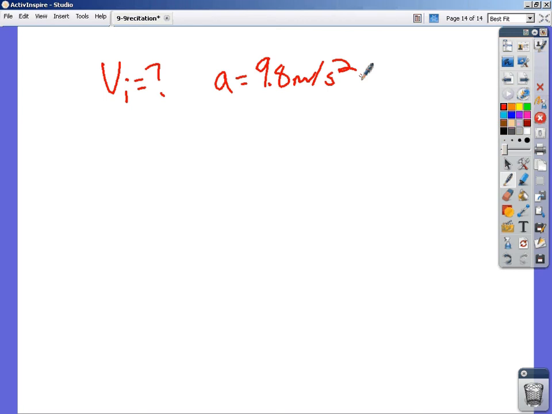From there, it's just plug and chug. Solve for VI. It says VA, but we know that's the initial velocity.